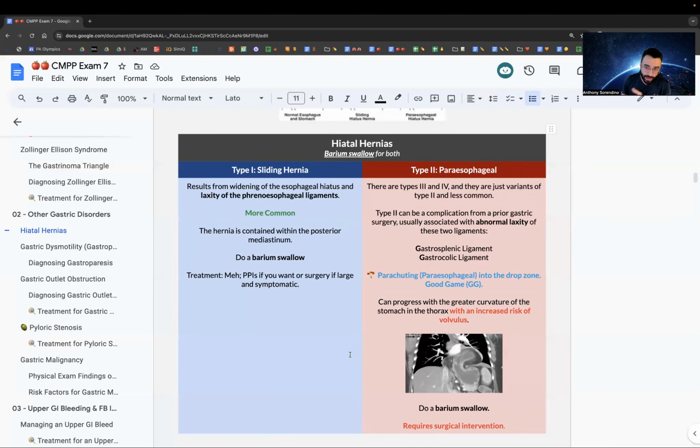Type 2, which is paraesophageal, and then there's like a type 3 and a 4, which are just variants, but those are less common. But just know that the second type are paraesophageal. These can be complications from prior surgeries, and they can also be associated with the abnormal laxity of these two ligaments. This could be a question. Get the gastrosplenic ligament and the gastrocolic ligament. They both start with GG.